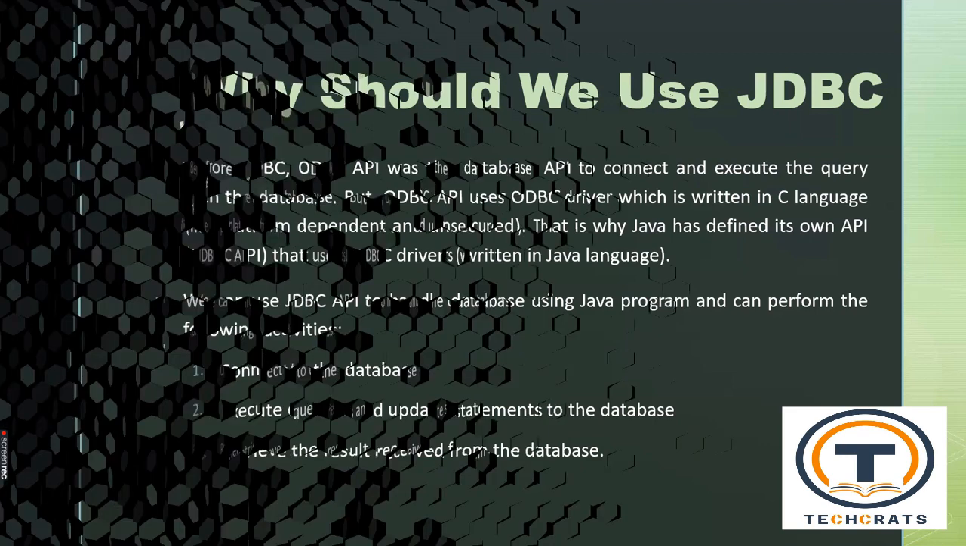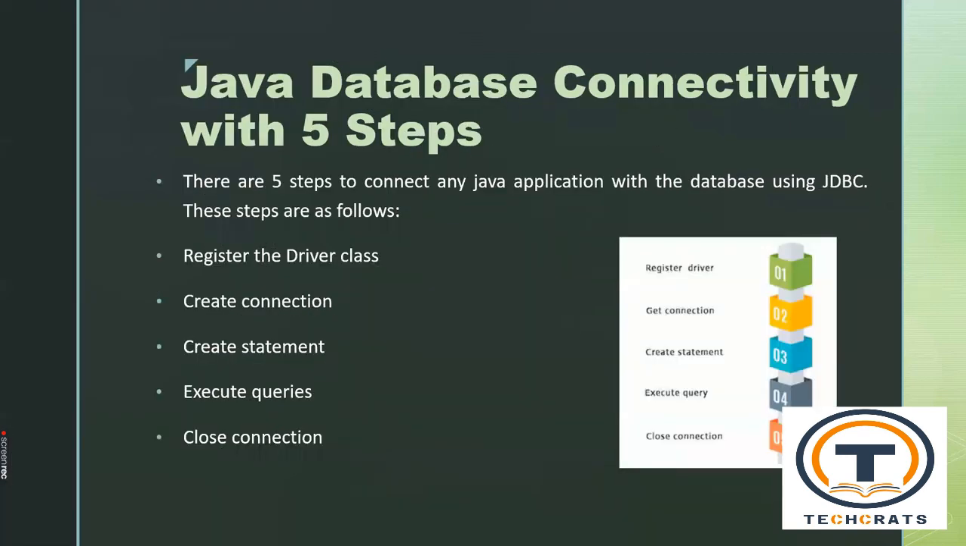Let me take you to the 5 most important steps which we follow while doing Java database connectivity. There are 5 steps to connect any Java application with the database using JDBC. One is register the driver class. Second, create the connection. Third, create the statement. Fourth, execute the query. And last is close the connection. Registering the driver class, creating the connection, creating the statement. Once you complete these 3 steps, you need to execute the queries and close the connection. So this is the steps we are going to follow.